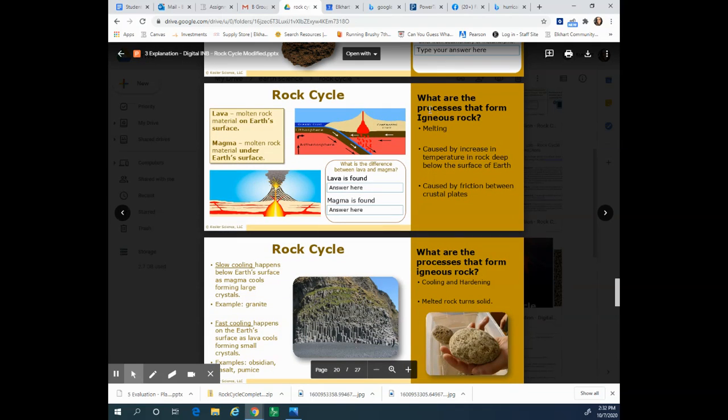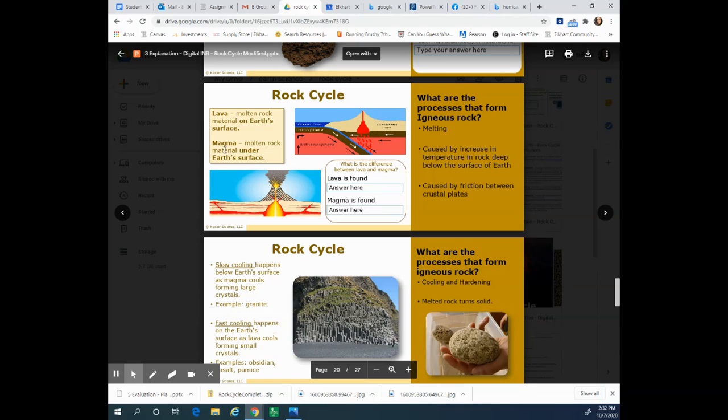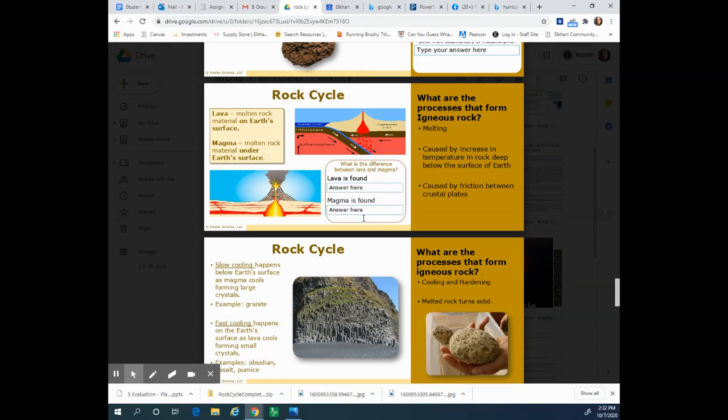What are the processes that form igneous rock? They melt. It is caused by the increase of temperature in the rock deep below the Earth's surface. It is caused by friction between crustal plates. You have lava, which is molten rock material on the Earth's surface, and then magma, which is molten rock underneath the Earth's surface. What is the difference between lava and magma? Look at these and tell me what the differences are between the two.